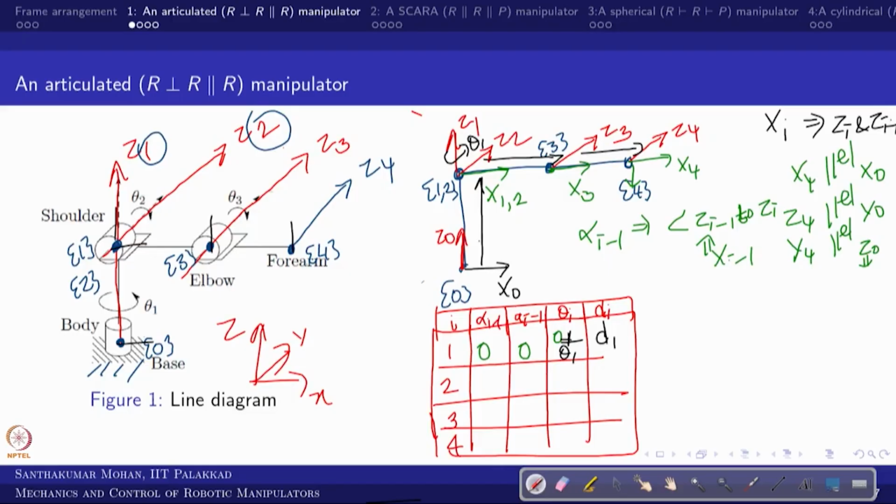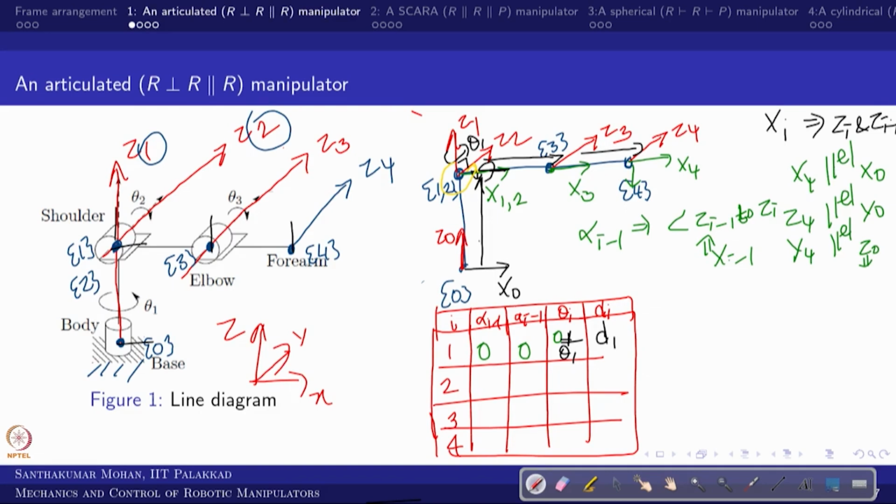Let us go to the next one. We need to find alpha 1, in the sense alpha 2 minus 1. It is the angle between z1 and z2. Theoretically it is 90 degrees, but in what direction? If you fix x2 here, the direction comes this way, right. So z1 is supposed to rotate about x1 by 270 degrees to make it parallel to z2. Otherwise you can write minus 90 degrees.